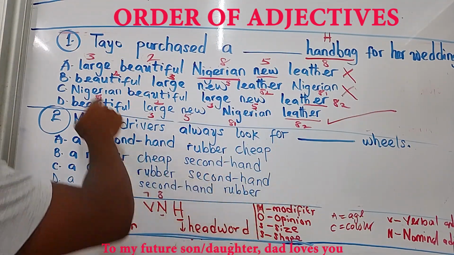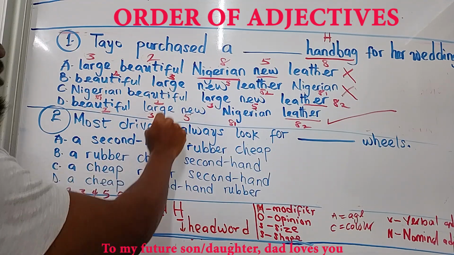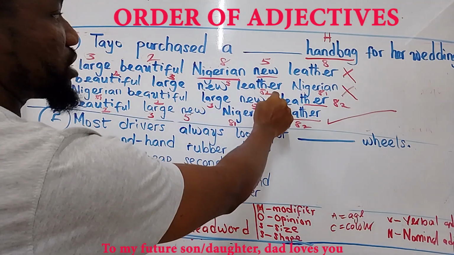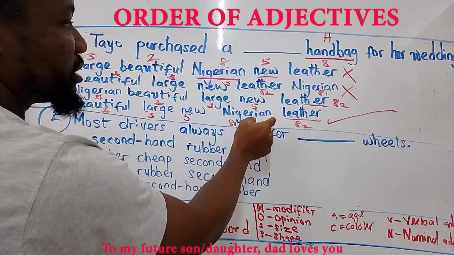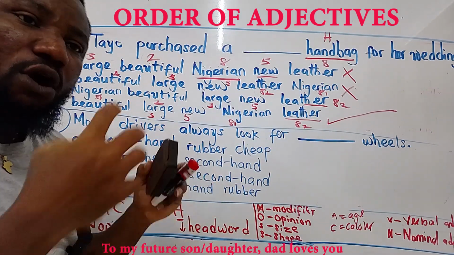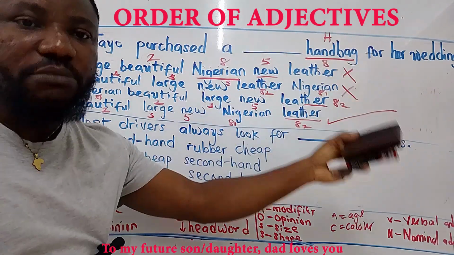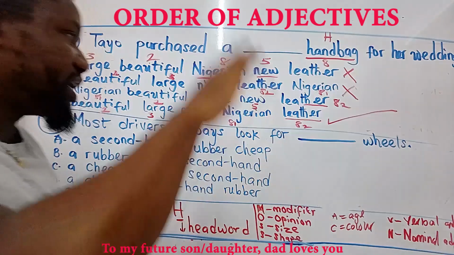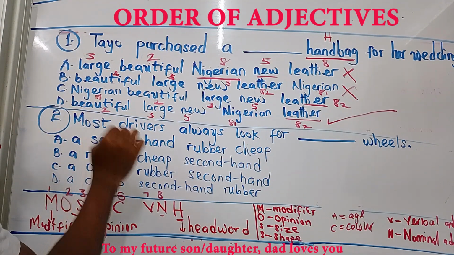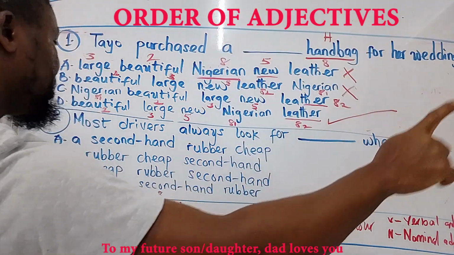And you might be confused as to why option B is not correct. Because you have beautiful, you have large, you have new, okay? Then you have here, this is where the problem is. You have leather, you have Nigerian. Remember, when you have this structure, the origin, 8, 1, should always come before the material. The material always comes last before the head word being described. So that is that about question 1. Tayo purchased a beautiful, large, new Nigerian leather bag. Leather should be the last thing pointing to the noun being described.